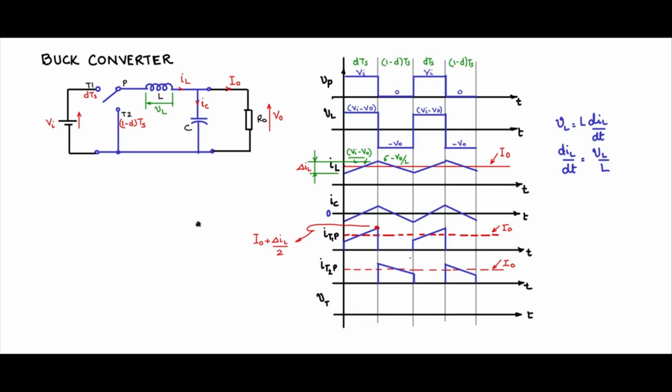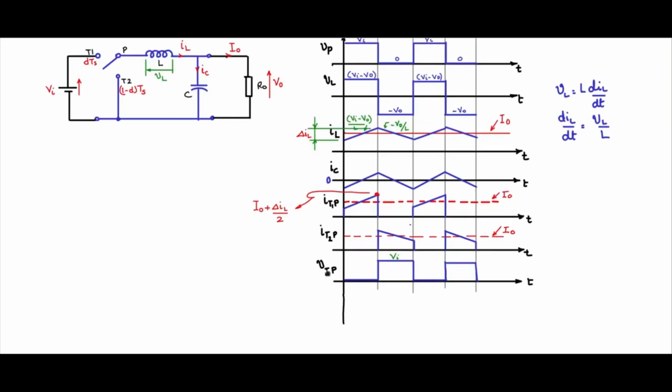Then let us look at voltage across T1P. These are all useful waveforms to rate the switches. During the time DTS when T1P is connected, there is 0 voltage. When it is not connected, P is connected to T2, so P is at 0 potential, T1 is at Vi potential, and it has to support Vi during the off condition. So this is the voltage across T1P.